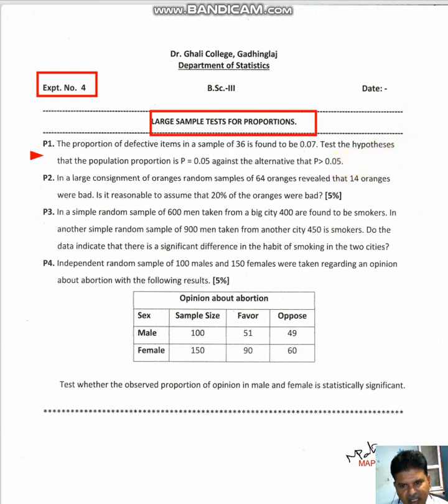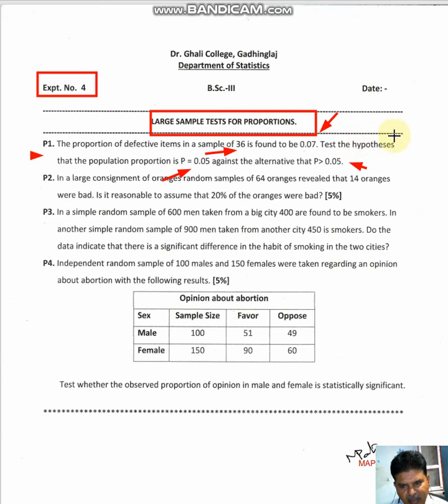So what is given in this case? The sample size is known, this is 36. And the proportion of defective items is known. Defective is the quality of the item, so we can use the proportion test. 0.07 is the given value. What is the population proportion? Population proportion is 0.05. And the alternative hypothesis is a right-tailed test.